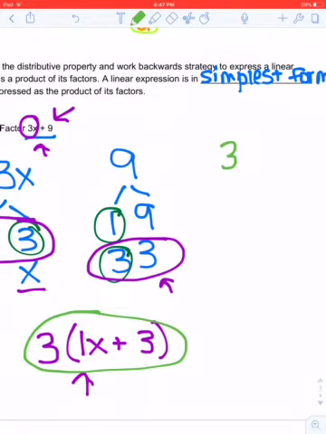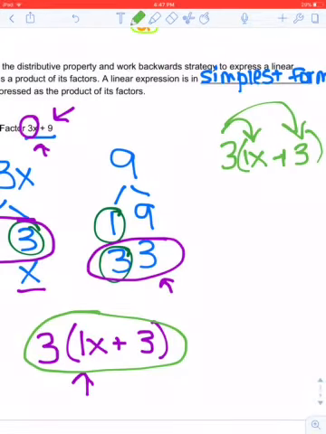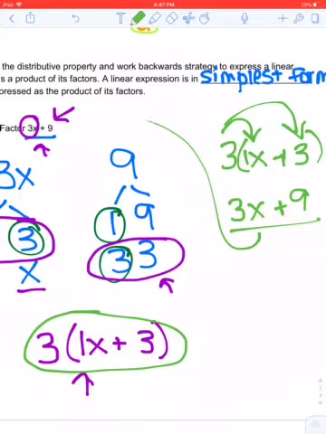So if we take a look, we have 3 in parentheses 1x plus 3. If I use the distributive property, I give to this guy and I give to this guy. 3 times 1x is 3x. 3 times 9, or 3 times 3 is 9. So this guy indeed matches over here. So that means that we factored correctly. But this right here is going to be our final answer. Okay, this is factored form right here in the big green circle.